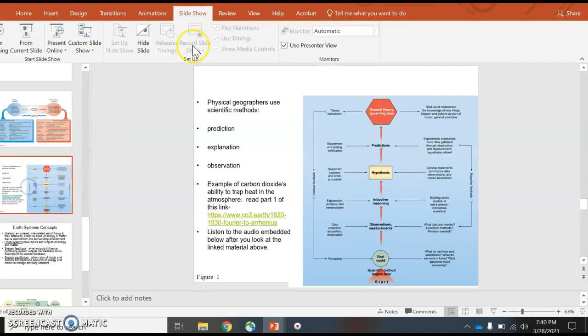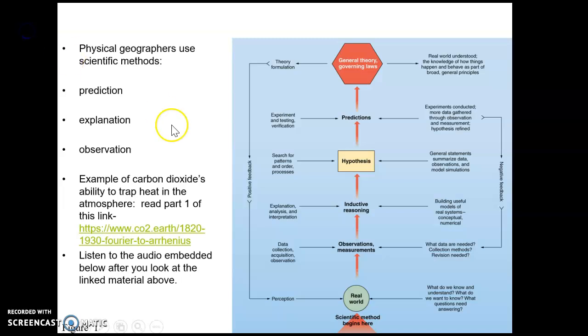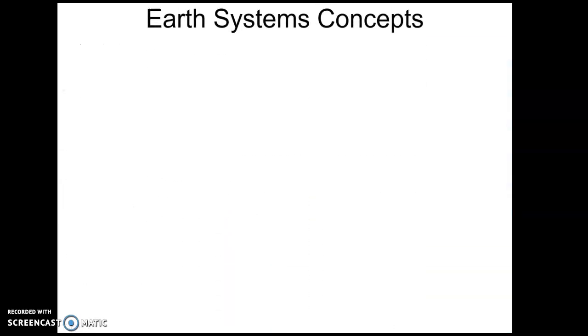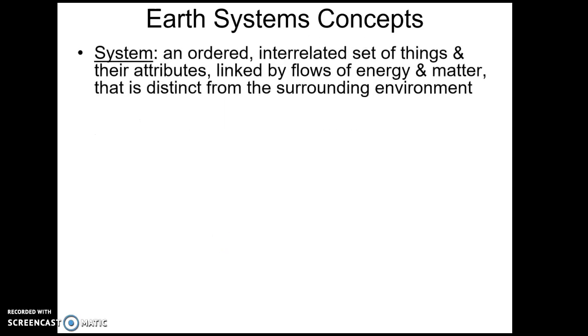What we want to do is move on to the next slide and talk a little bit about Earth systems concepts. So that holistic approach that we mentioned. A system is just an ordered, interrelated set of things and their attributes linked by flows of energy and matter that is distinct from the surrounding environment.